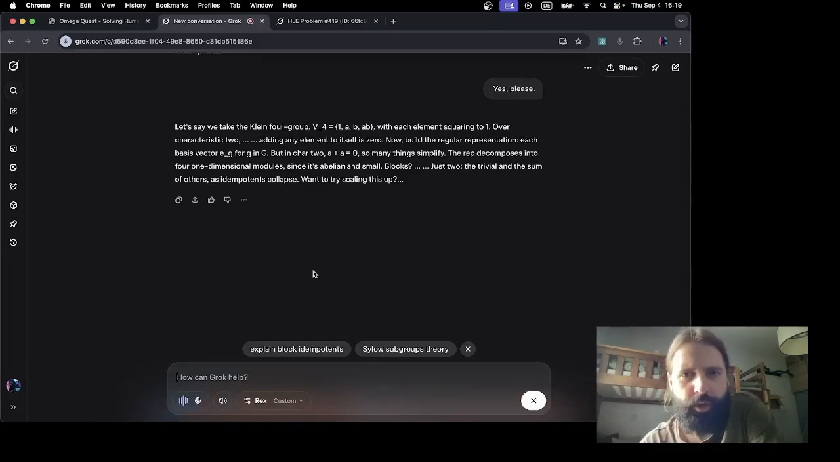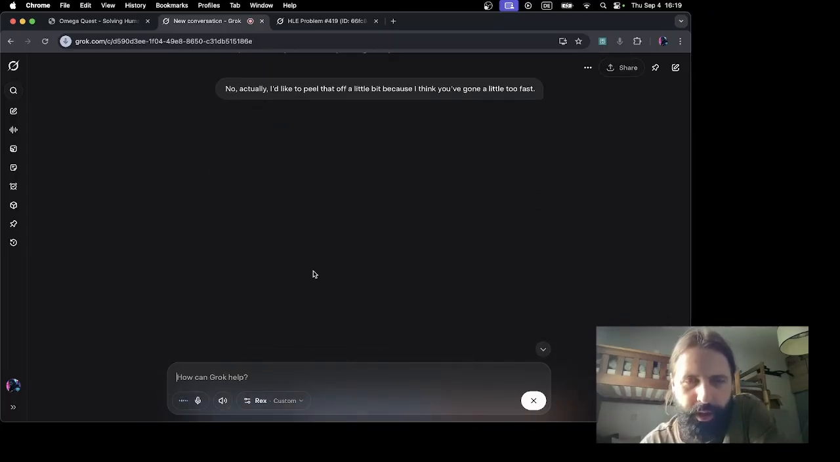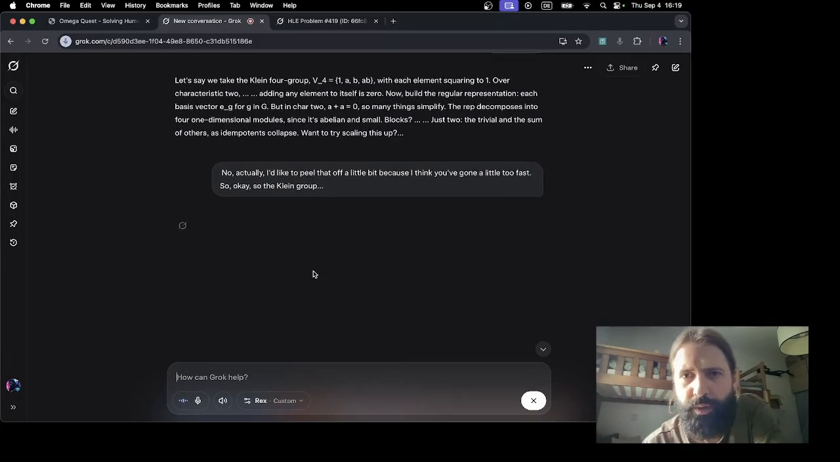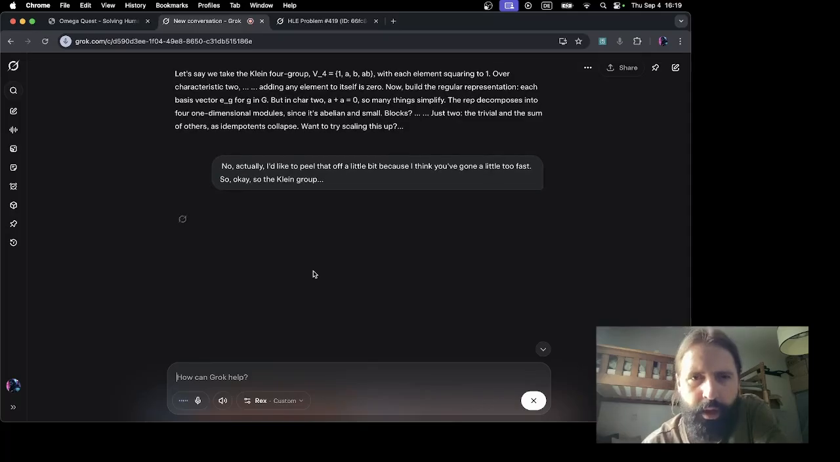No, actually, I'd like to peel that off a little bit, because I think you've gone a little too fast. So okay, the Klein group, which has elements squaring to 1.